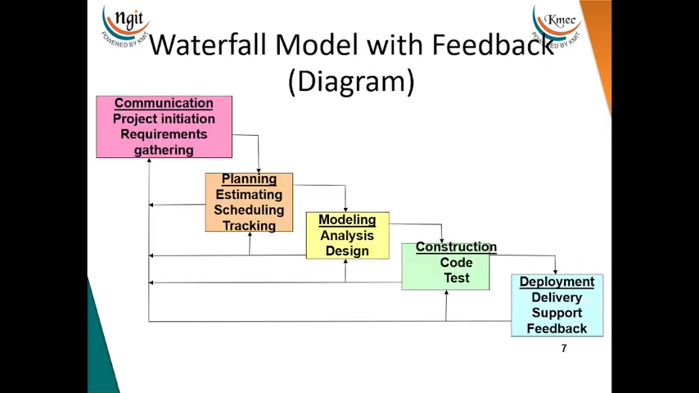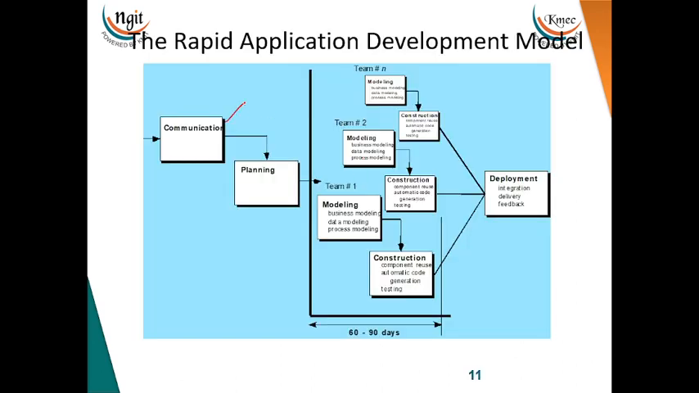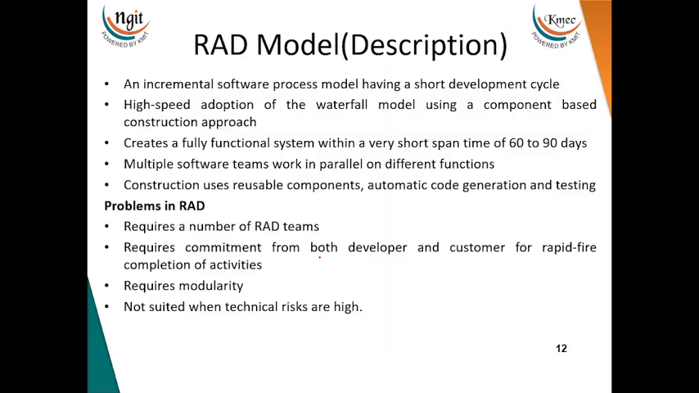Here, in the rapid application model, we have communication and planning. Each team is associated with modeling and construction. Team 2 is again modeling and construction, and Team 3 as well, and we integrate it all. So rapid application development is rapid. What do you mean by rapid? It is 60 to 90 days, and you have to develop it. You have communicated, you have done planning, and then the modeling and development process starts as early as possible.